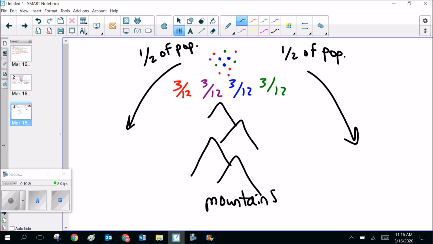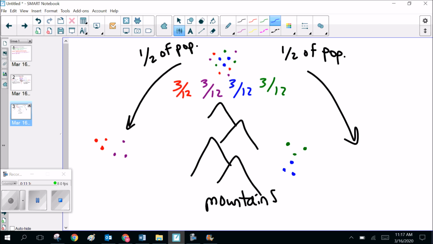And let's go ahead and say, just for the sake of argument, that over here we had, let's say, the red and the purple move, although this could work out in any way. Okay, and let's say that over here we had the green and the blue move over here. Okay, now we see some obvious differences already in the phenotypes of these populations after they've moved, right? So the allele frequencies are different between the two. But there's something else we should notice.